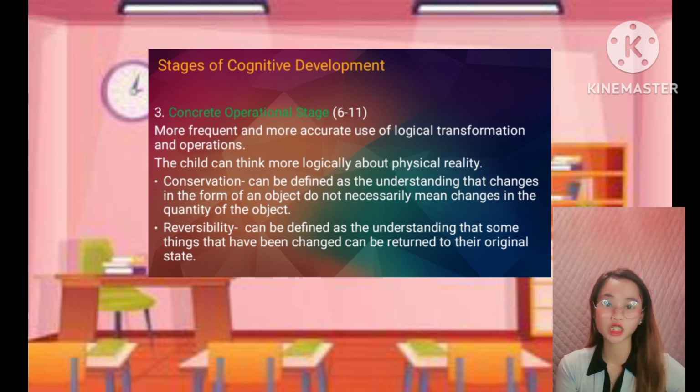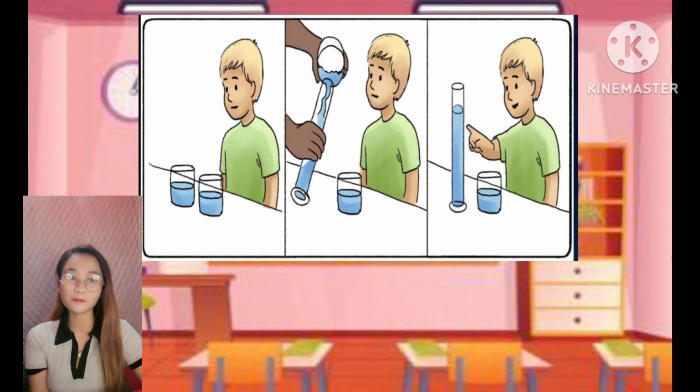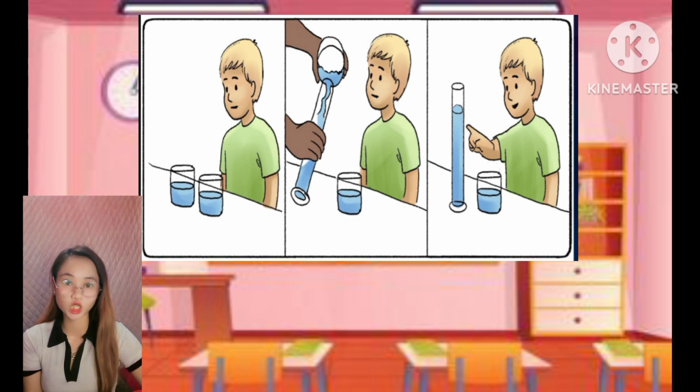Under the concrete operational stage, we have conservation. Conservation can be defined as the understanding that changes in the form of an object do not necessarily mean changes in the quantity of the object. It is just like that they are not yet capable of understanding how another person thinks or feels. They are starting to develop their capability. So here is an example of not yet being capable of conservation.